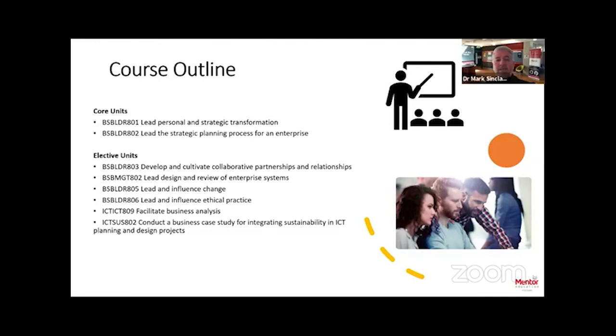But the thing that really jumps out at me when I look at this, at the units of competency that have been used to structure this particular course, is the importance of a social contract. Now, the social contract with our own staff, right, with our suppliers, so partnerships and relationships. The social contract extends to actually having a collaborative culture within an organisation, having ethical practice, influencing change.